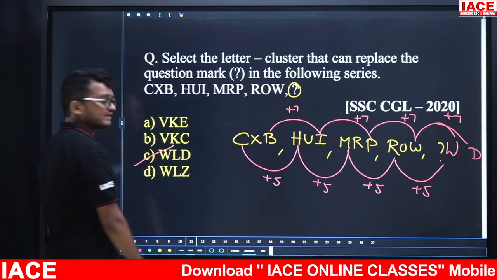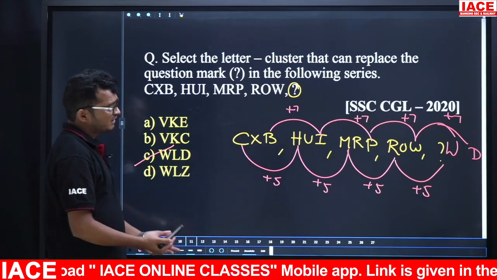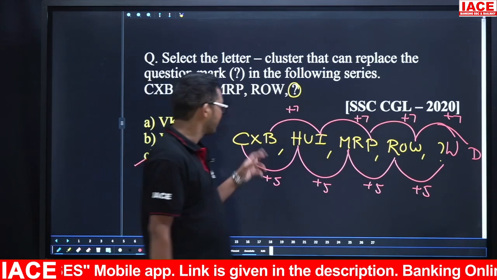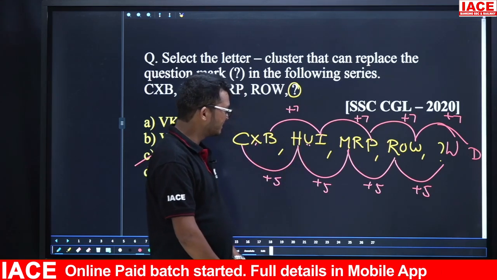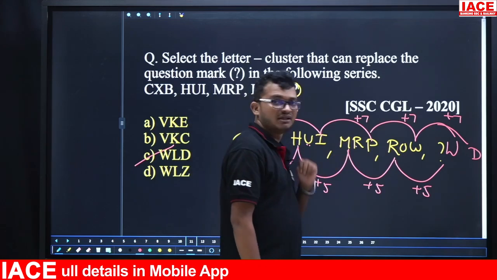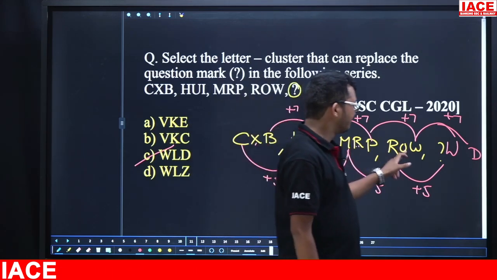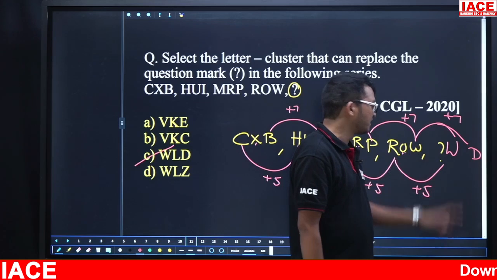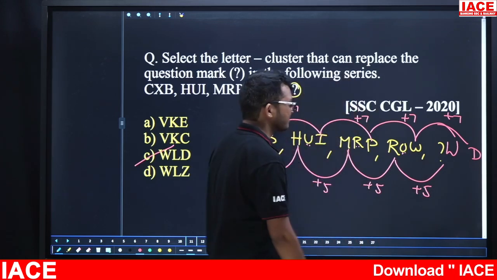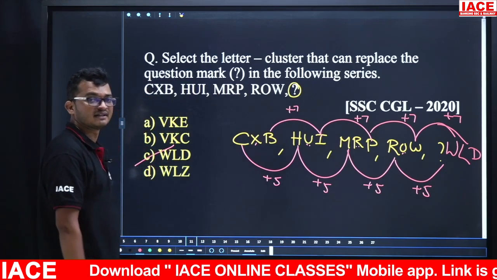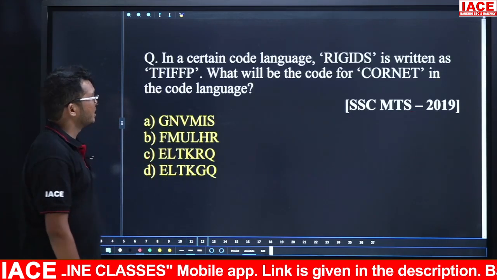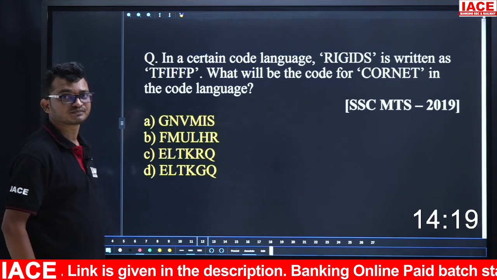Which option is there here? C is there. If you want, check the second letter of the sequence. X and U: X is 24, U is 21, minus 3. U 21, R 18, minus 3. R 18, O 15, minus 3. Now O minus 3: 15 minus 3 is 12. 12 means L. So the answer is W, L, D. Option C is the answer. Next, take the next question. Your time starts now.